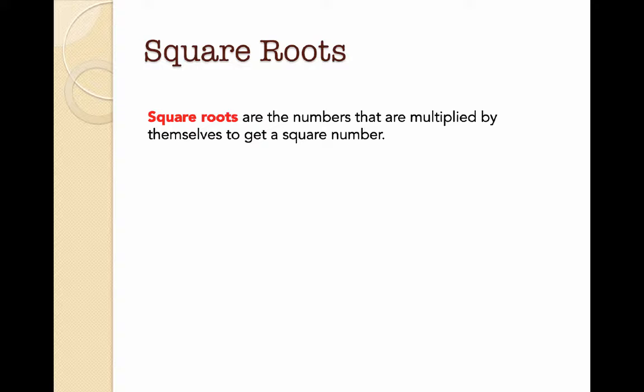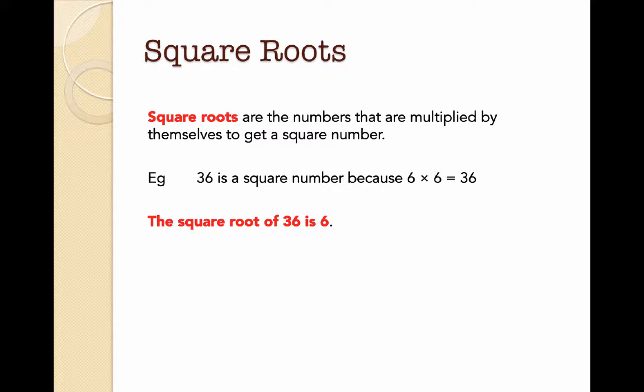Square roots are the numbers that are multiplied by themselves to get a square number. Make sure you've watched the video on what a square number is before watching this one. For example, we know that 36 is a square number. That's because 6 times 6 is 36. So the square root of 36 is going to be which number multiplied by itself gives you 36, which is 6. So if I tell you that 25 is a square number, what's the square root of 25?